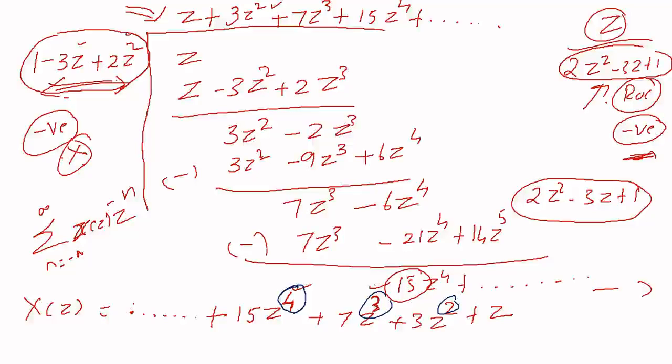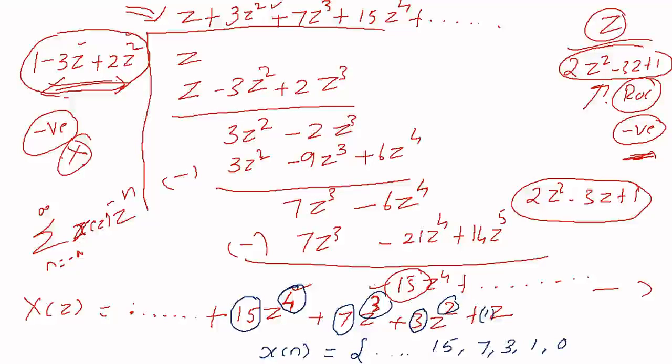So from this, what are the coefficients now? These are all the coefficients, right? Agreed? This is 1. So finally, x of n can be simply written like this: 15, 7, 3, 1, 0. Then 0, 1, because this is z power 1. So the next component is 0 here. Okay, that is the origin. Fine.